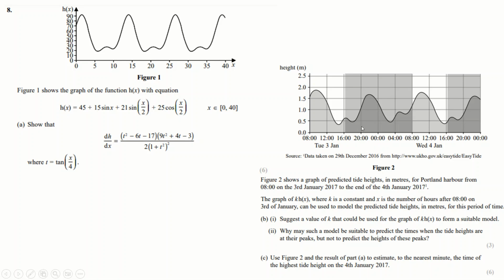It says, yes, and so on. So this is probably going to be a model for that. We have the equation, we know lots of things about this model. We're probably going to use these equations here to do something with this. Suggest a value of k such that this could be predicted using kh of x. Now, k, of course, stretches out the graph vertically if you just put that in front of a function.